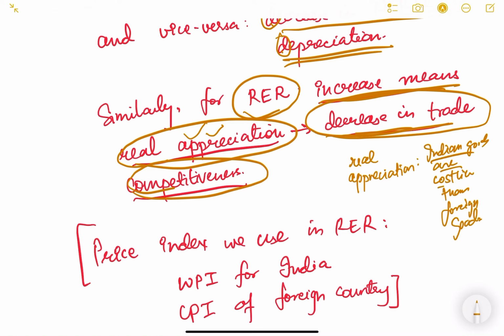Okay, real appreciation meaning our Indian goods are more expensive as compared to foreign goods, or the prices of our domestic goods are increasing at a higher rate than the prices of foreign goods. So this is the real appreciation. Always keep this in mind: whenever the domestic currency appreciates or real appreciation is happening, our trade competitiveness is decreasing. Okay, appreciation means decrease in competitiveness, because our currency is getting costlier. People cannot afford to buy our things because our currency is costlier.